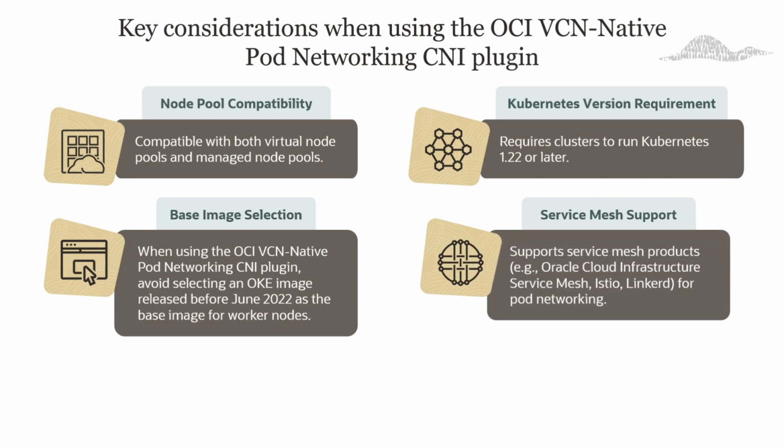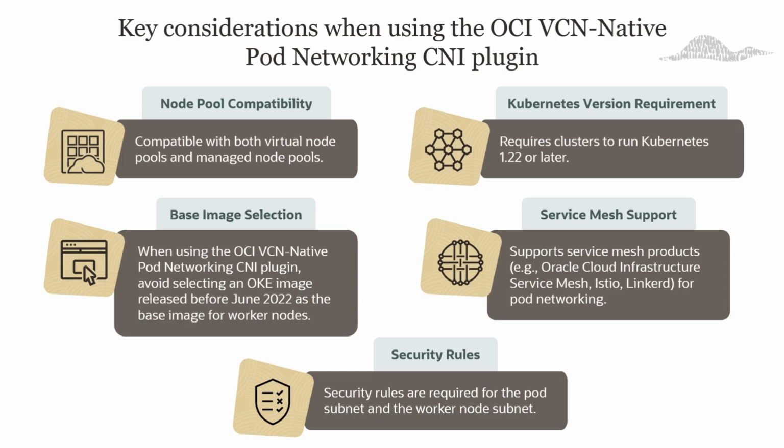Service mesh products such as Oracle Cloud Infrastructure Service Mesh, Istio, and Linkerd are supported when using the OCI VCN native pod networking CNI plugin for pod networking. Note that the support is currently limited to Oracle Linux 7. We have Oracle Linux 8 support planned, and worker nodes must be running Kubernetes 1.26 or later.